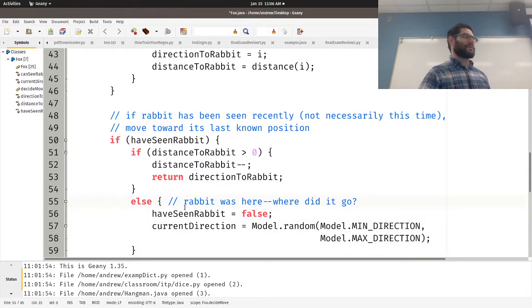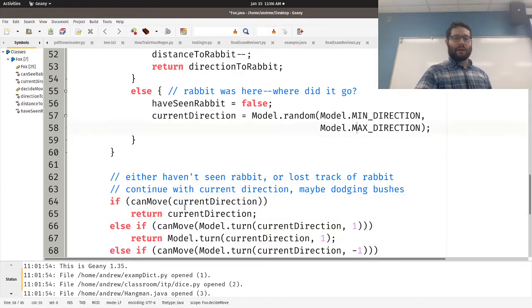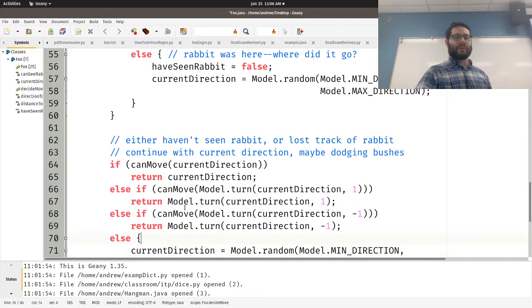So basically, as soon as it sees a rabbit, it's going to track the rabbit to where it last saw him. And then it's going to say, okay, I went to where I saw the rabbit. I thought I saw him, but I guess I don't. Have seen rabbit is equal to false, and then current direction is equal to a random direction. Okay? So if he's not moving towards the rabbit, then he's going to try to move in the current direction.